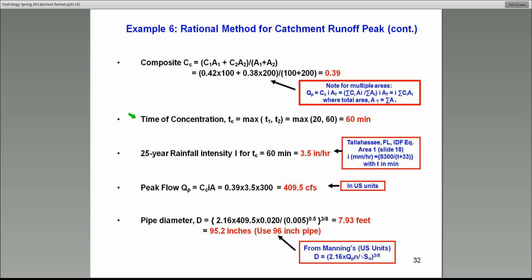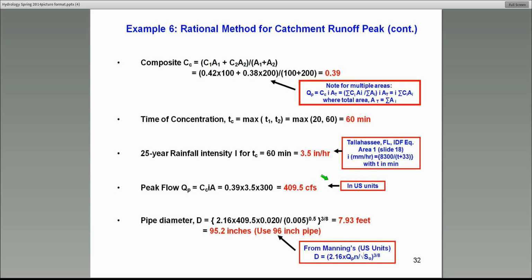The time of concentration, as I said, is the maximum of the travel time between those 2 points. In this case, max of 20 or 60. Remember, the TC for area A was 20 and area B was 60, so I took the maximum of 60 minutes. The 25-year rainfall intensity is what I'll need for determining the peak flow, and that is obtained from the IDF equation for Tallahassee, Florida, 3.5 inches per hour. As I said, the answer will come out in millimeters per hour. Make sure you convert it into inches per hour.